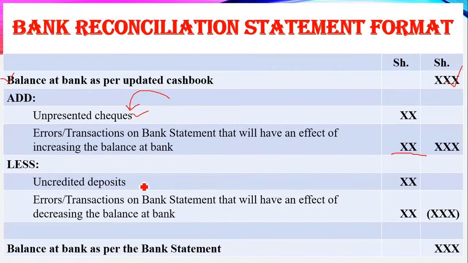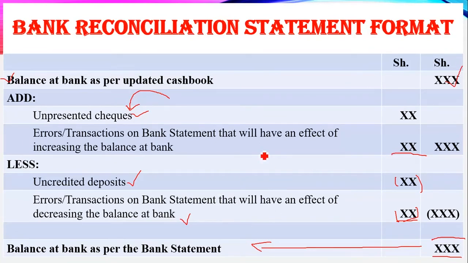Then you less uncredited deposits and those errors with the effect of decreasing the balance at bank. So these two you are subtracting. When you put them in brackets, a bracket means subtraction. So this is the total here. When you take the balance as per updated cash book, you add this minus that. Whatever is going to remain here will be the balance at bank as per the bank statement.